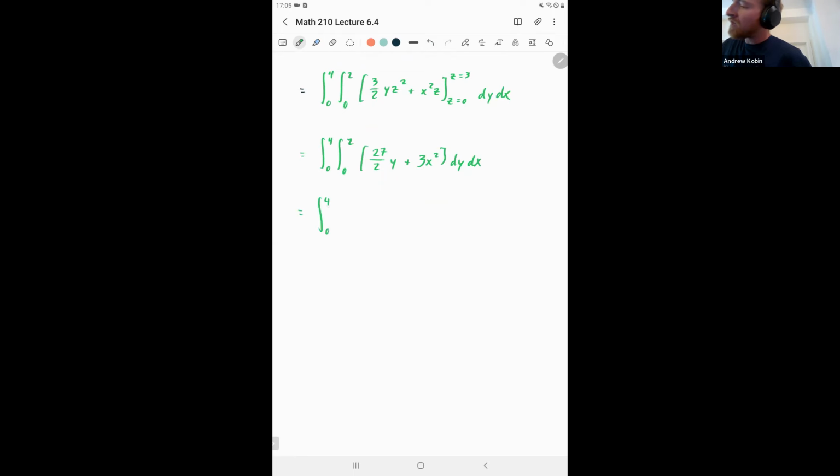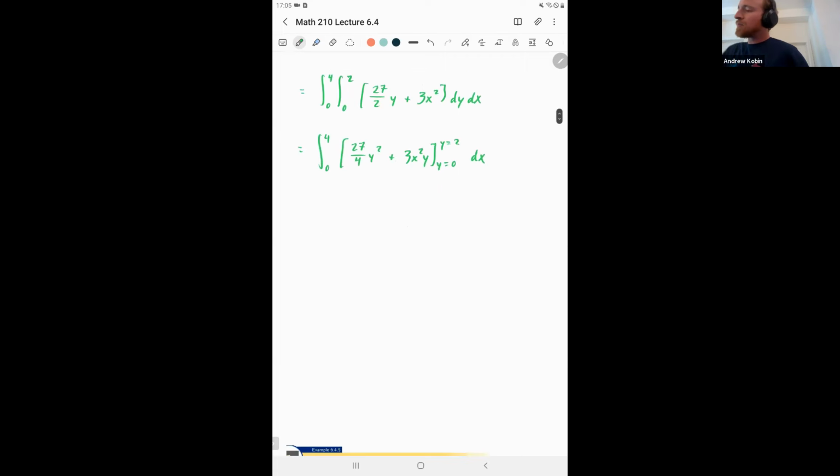I'm going to perform a dy integral. So I need to keep my x stuff the same on the outside. When I integrate y, I'm going to pick up another 2 in the denominator, and then y jumps up to y squared. 3x squared is a constant, so I'll just pick up a single y, and I'm going to remind myself I'm plugging in y equals 0, y equals 2. And now things are looking a lot simpler and close to the finish line.